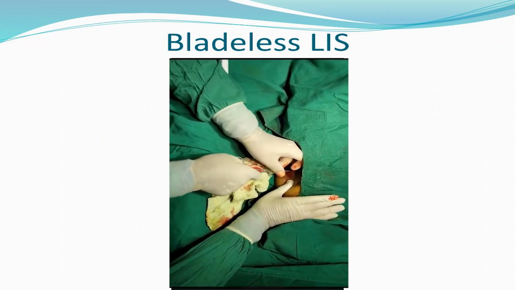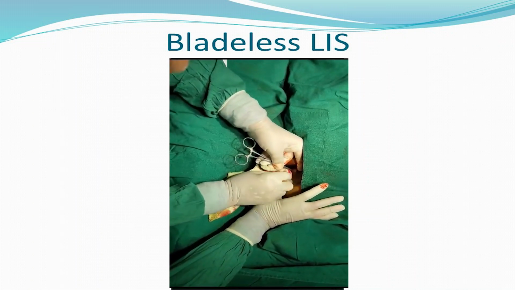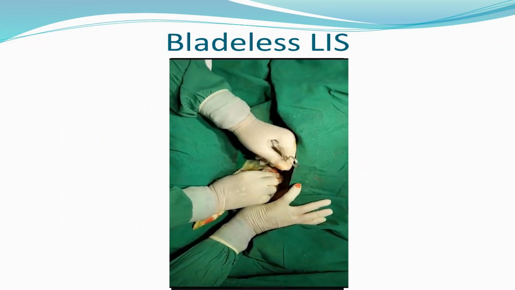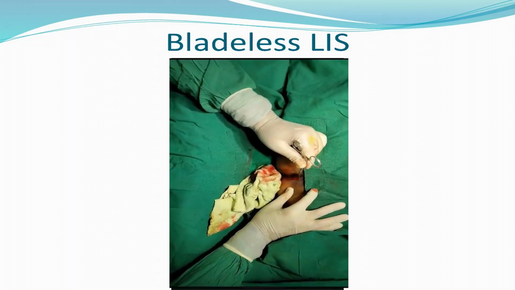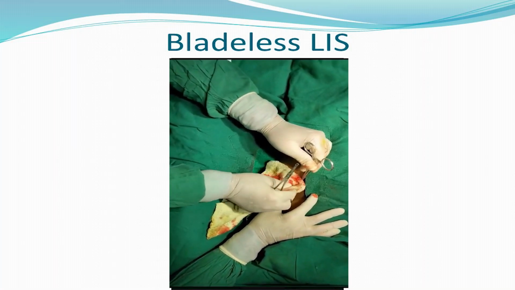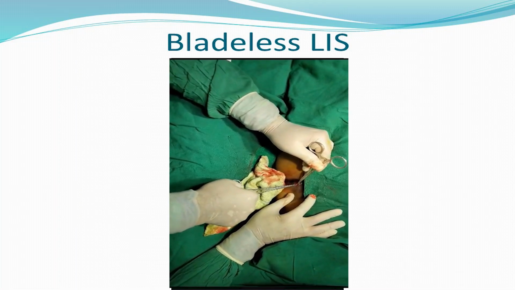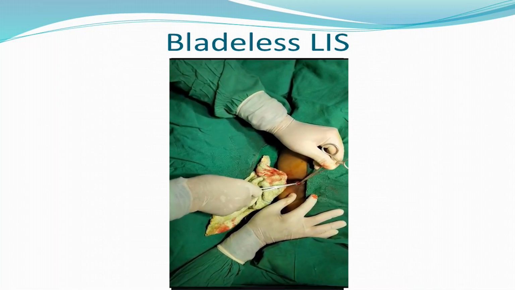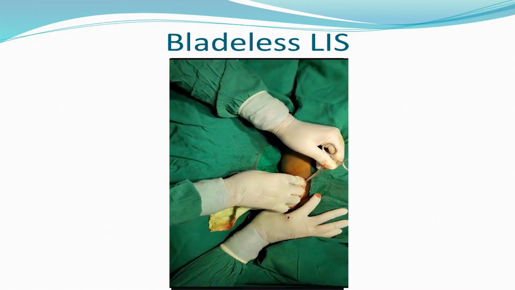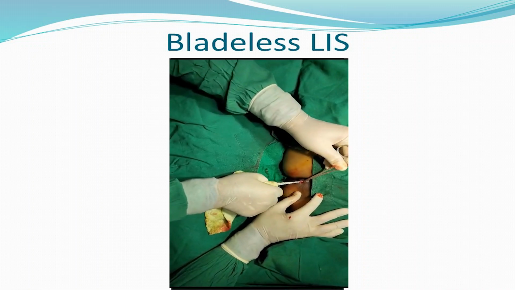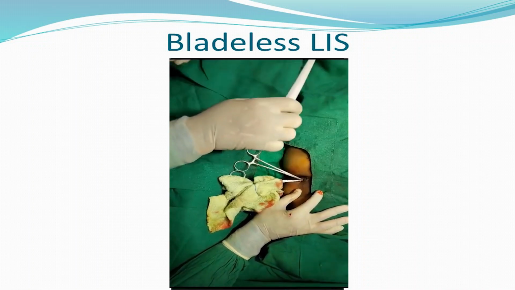You can see these fibers of internal sphincter I have got hold of. One more forceps I will use to hold the lower part of the internal sphincter. You can see this white, glistening, very fine internal sphincter, and I will go with this for the cauterization.